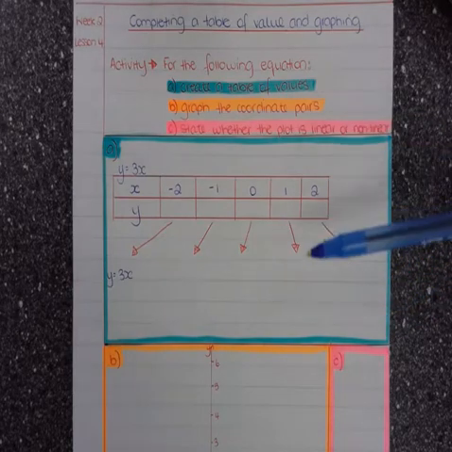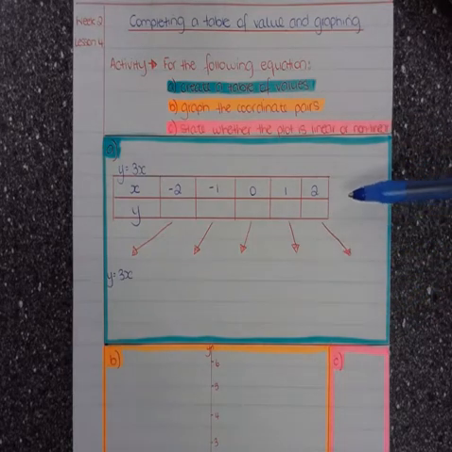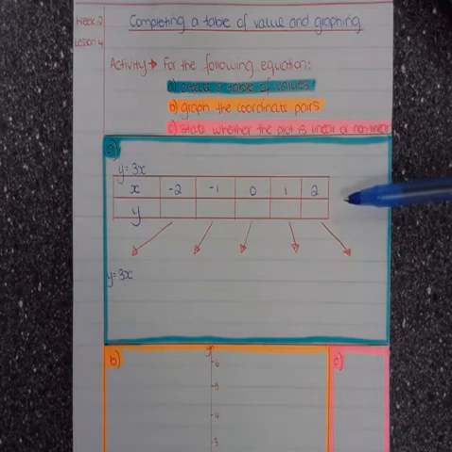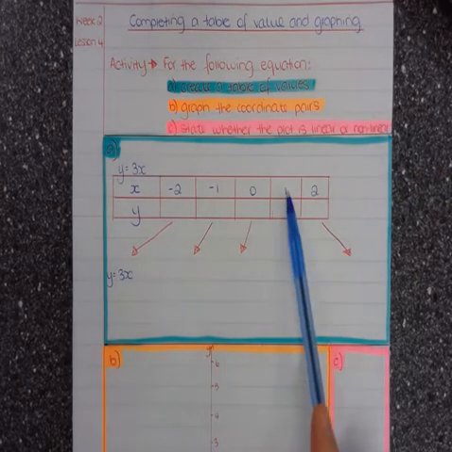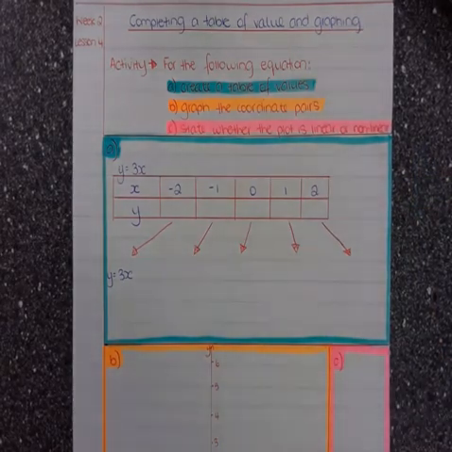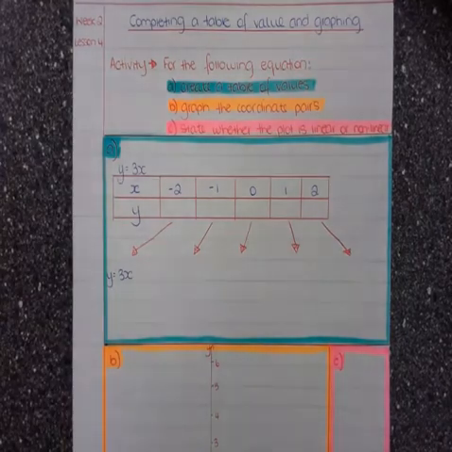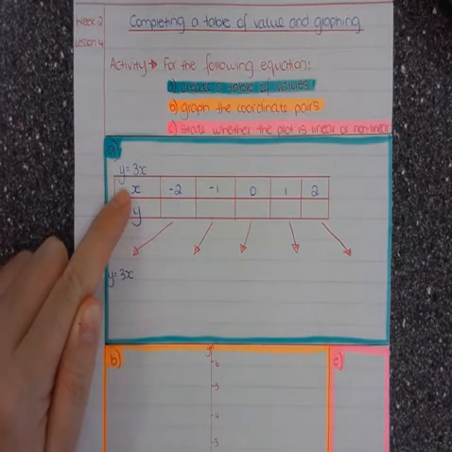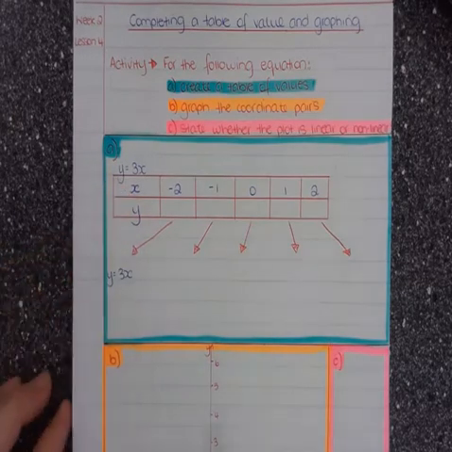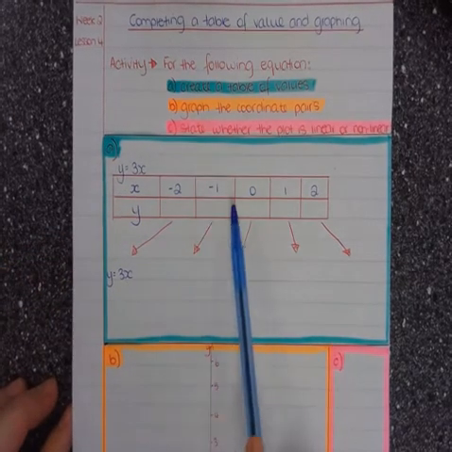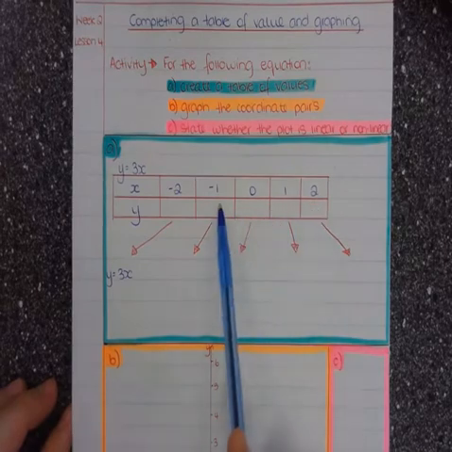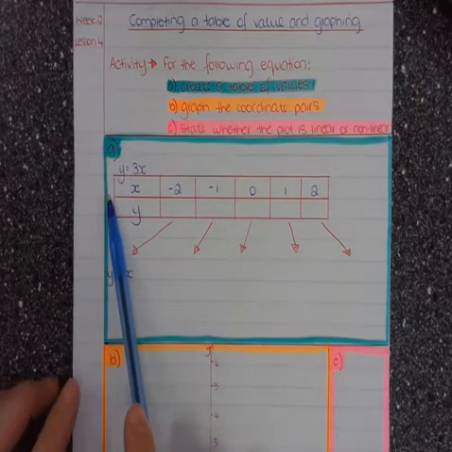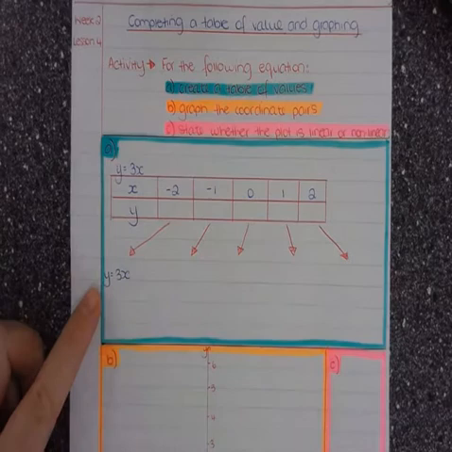So the first one, to complete our table of values, you will need to have drawn a table that looks exactly like this. These 5 values up the top do not matter. They can change, they can be the same, whatever you want. So for this question, the equation that we are using is y equals 3x. So every time we want to work out one of these answers, this is the equation we're going to use. So the first step is to write your equation out.